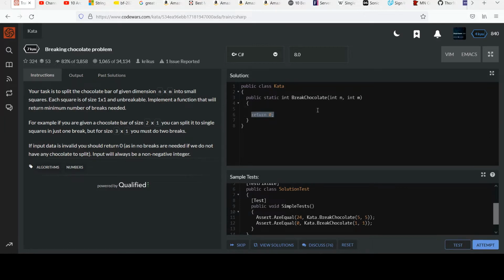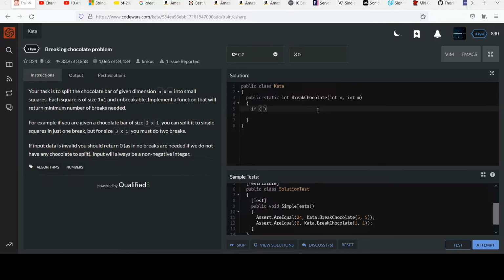So go ahead and pause this. It's entirely within your abilities to solve this, and then come back when you're ready. So I'm going to handle that invalid input situation first.